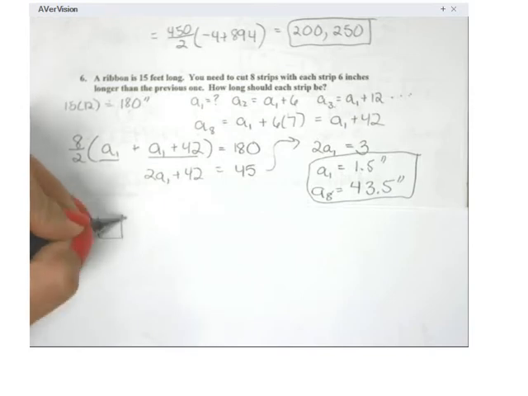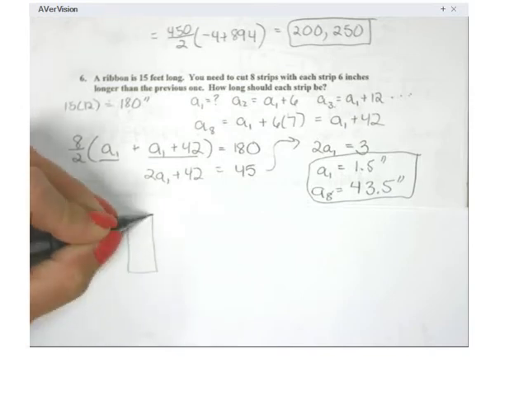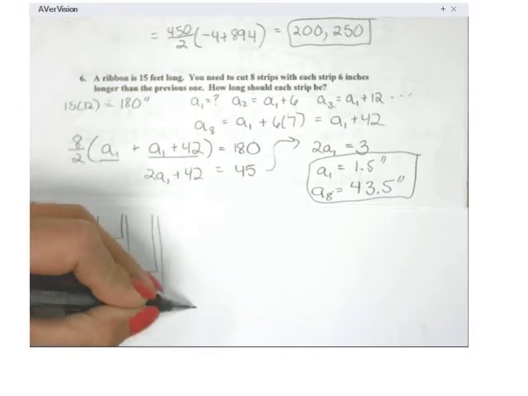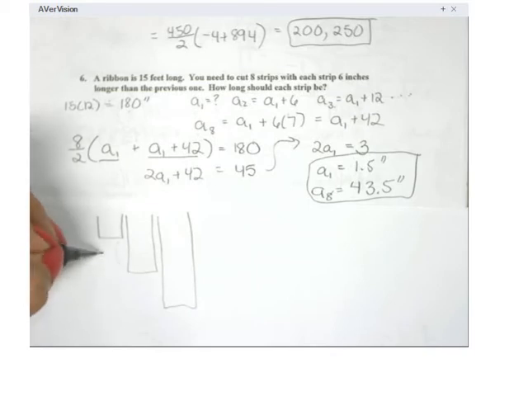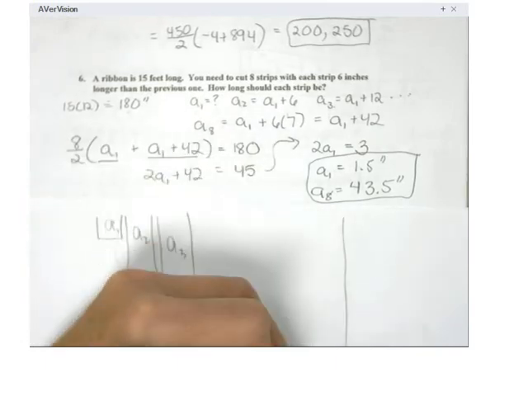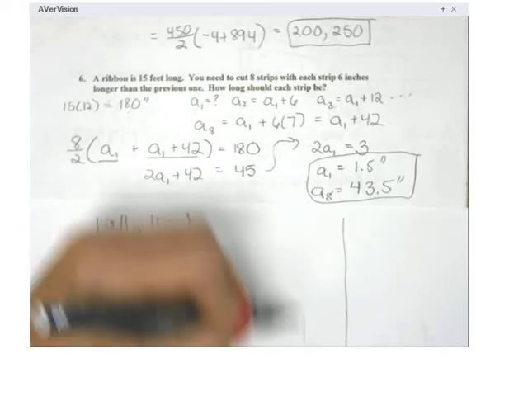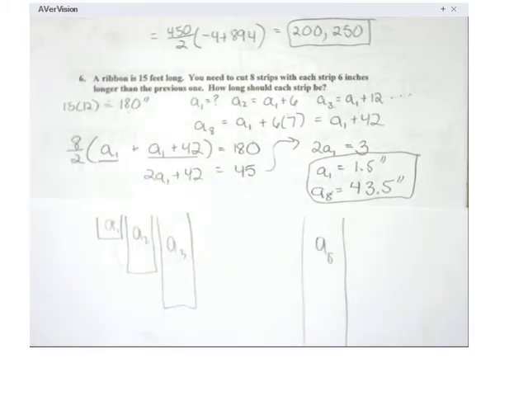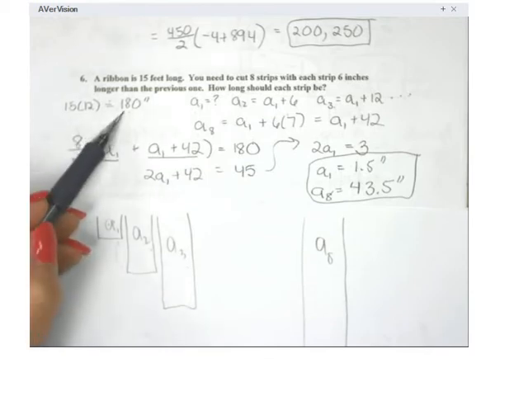So we have one, and then another one's going to be like this, and another one's going to be like this. I want a 6-inch difference between them. Here's the first ribbon, here's the second ribbon, the third ribbon, and we would go all the way out to whatever this 8th ribbon is. And I know that when I add these ribbons up, I want them to add up to exactly 180 inches.